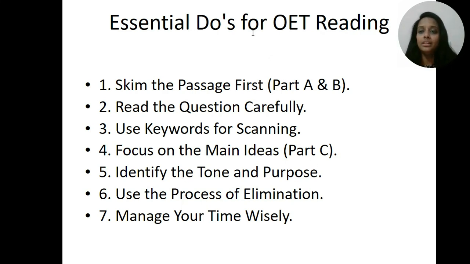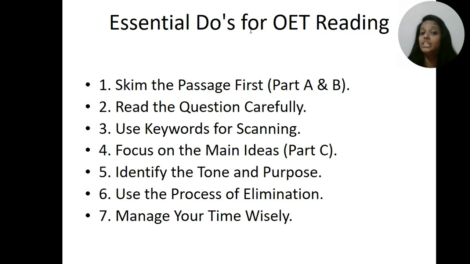So, in this one, in addition to facts, you need to identify the tone and the purpose of the passage. Is it formal, or is it neutral, or is it a persuasive kind of thing? What is the author trying to convey? Because understanding the tone and purpose will help you in answering questions that deal with the author's intent or underlying meaning. And use the process of elimination.